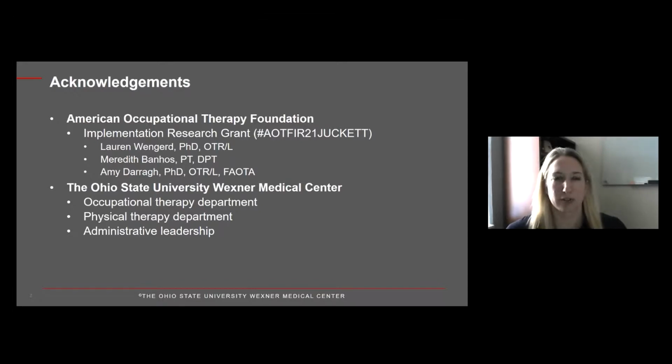So before I get into the details of today's applied learning case, I do want to give a nod to some key players because without their efforts, this work would not be possible. And so listed first on this slide here, Drs. Lauren Wengard, Meredith Banyos, and Amy Dara are all co-investigators on this project, which is funded through the American OT Foundation, specifically through their implementation research grant mechanism.